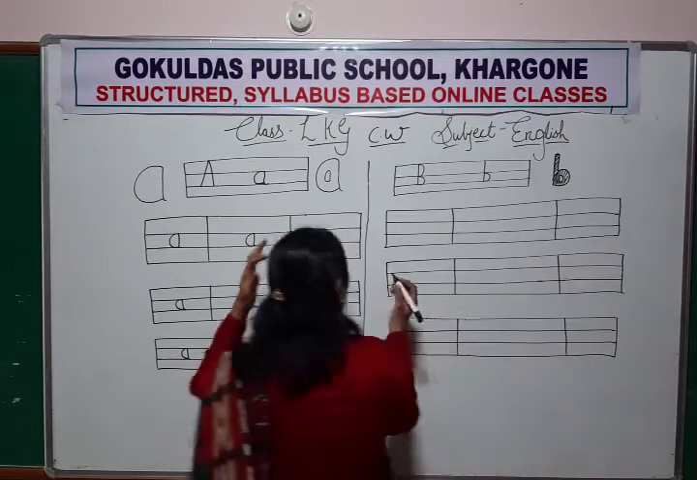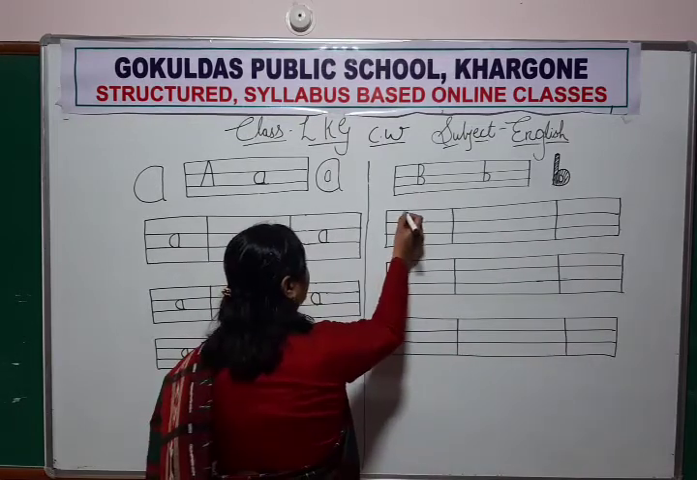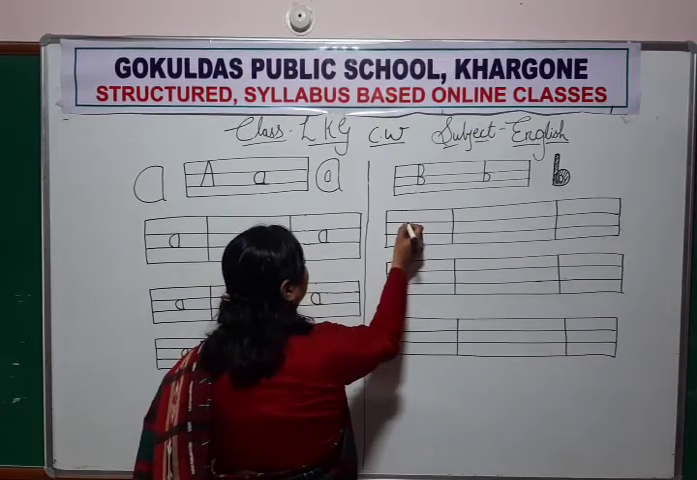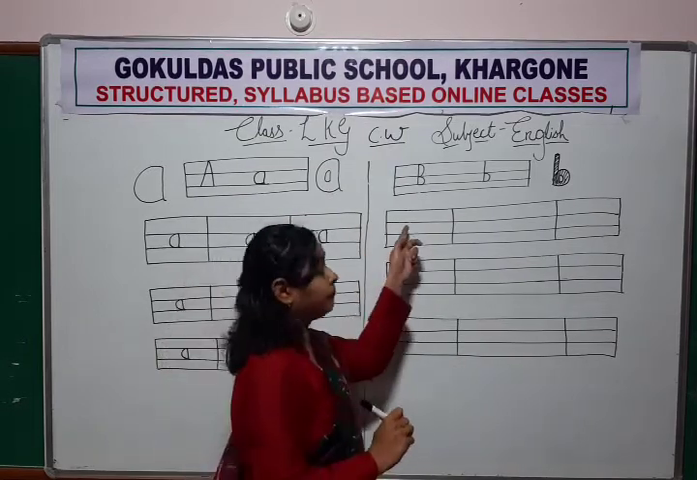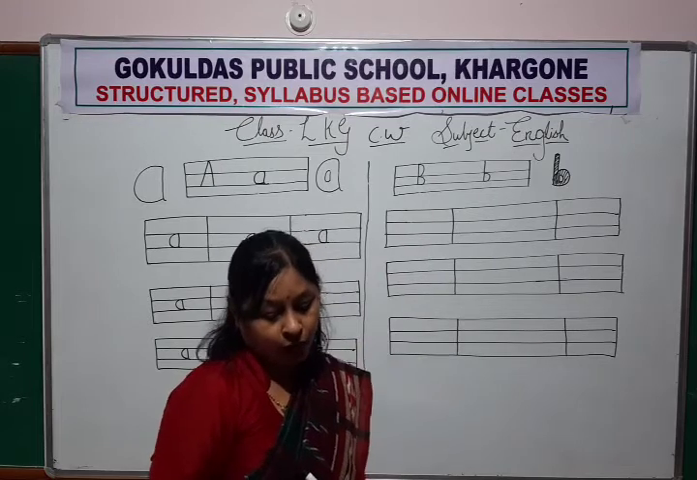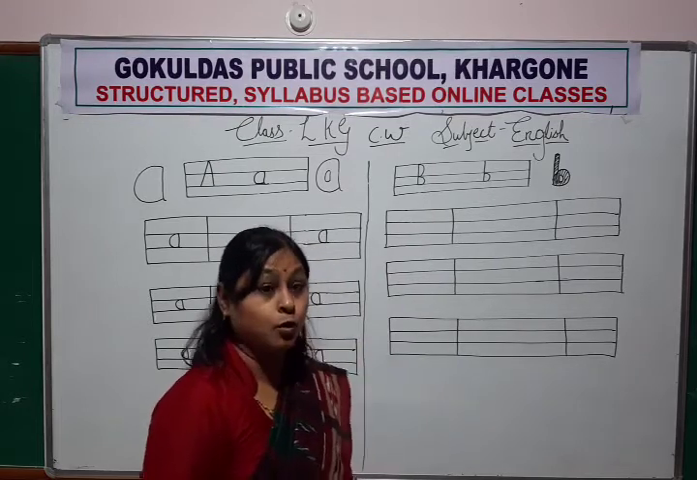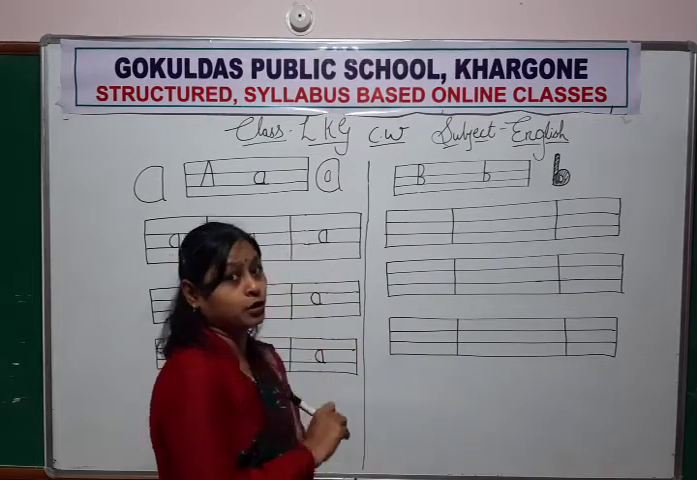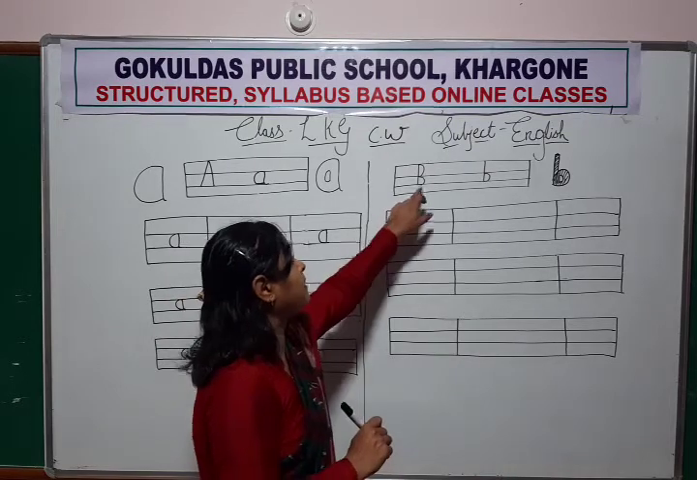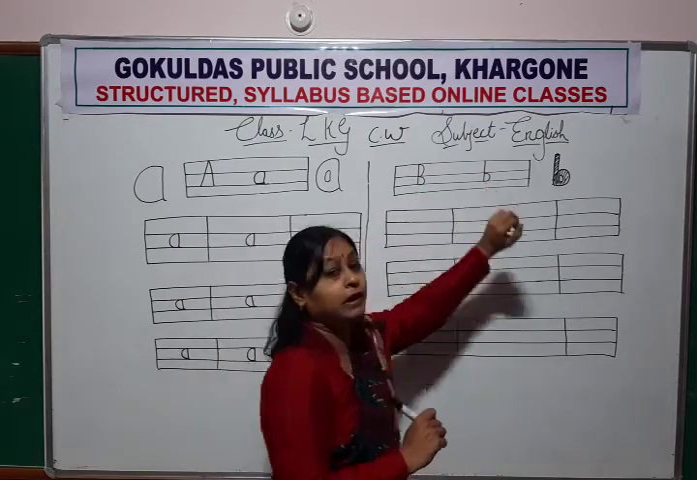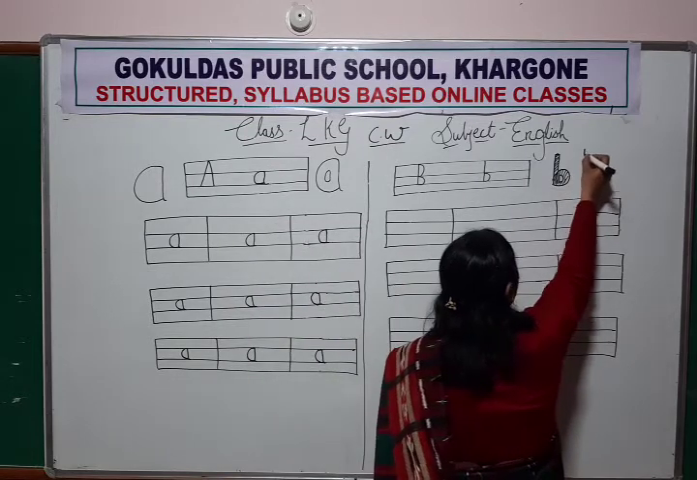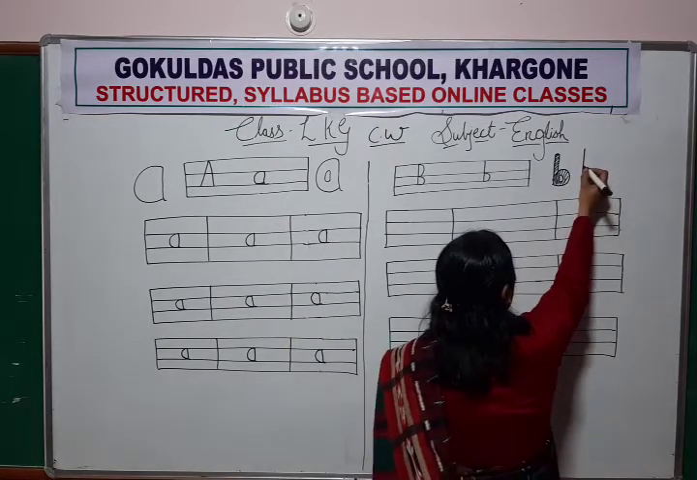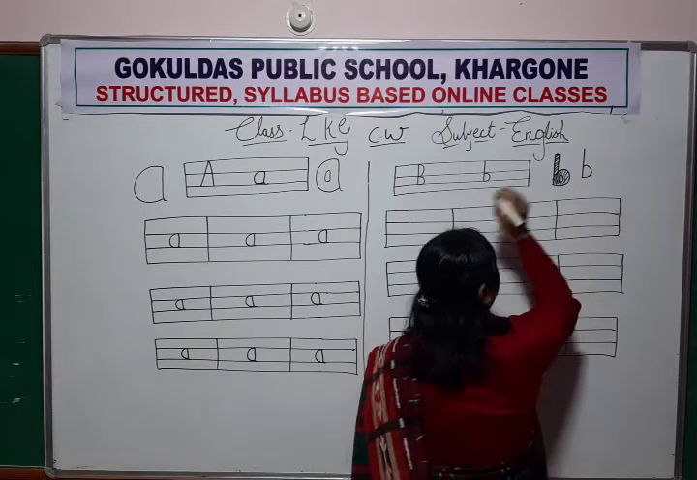Then ball, bat, bus. Okay. Look here. 2 dots were given on the upper line and on the middle line. How many dots were given? 2 dots were given. So how will you write baby B? This is Mama B and this is baby B. So how will you write? Standing line and then half circle.